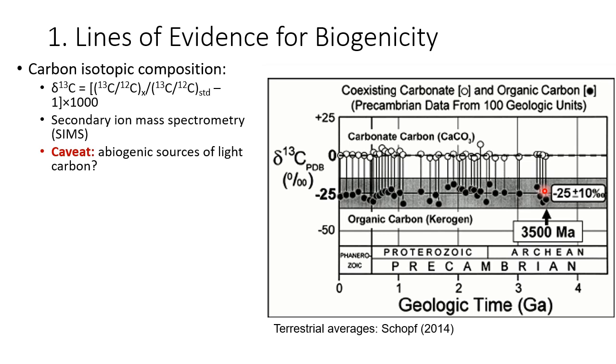Now, there are some caveats here with using light carbon as a biosignature, because there are potential sources of abiogenic carbon that have this light isotopic signature. We should go over some of them now.